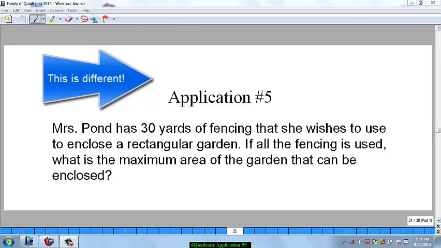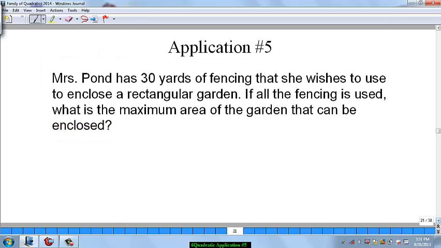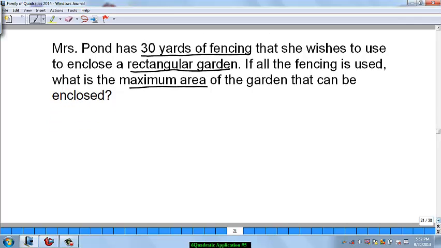Quadratic application number 5. This is going to be a little bit different than what we've done before, but you're still using quadratics to solve a real world problem. Mrs. Pond has 30 yards of fencing, and she wishes to use it to enclose a rectangular garden. If all the fencing is used, what is the maximum area the garden could be enclosed? Now, this is something that you really can use in real life, and it helps you find the max area that you can use, and you're actually going to be kind of making your own equation.